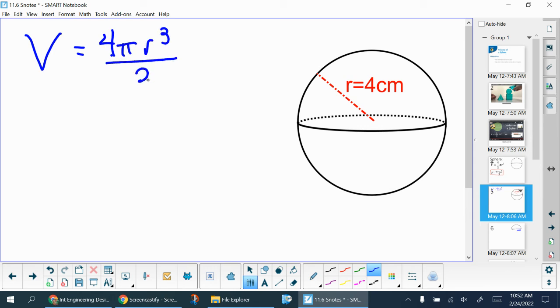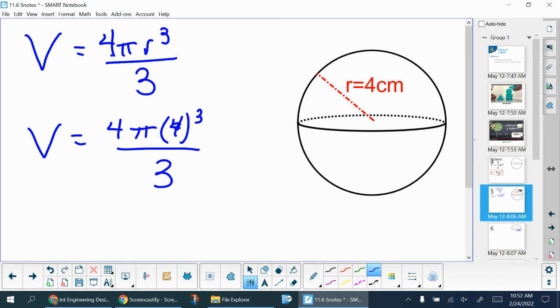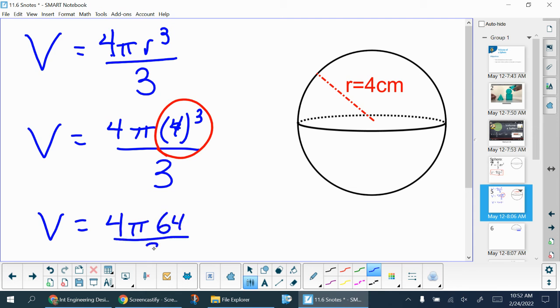If not this step, then at least write it with the numbers plugged in. So 4 pi times 4 cubed over 3. Here, it's just a matter of order of operations. We always want to take our exponents first. So we simplify that. Volume equals 4 times pi times 64 over 3.